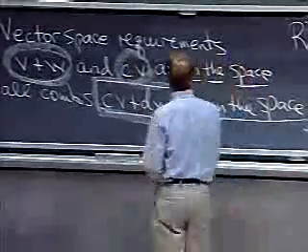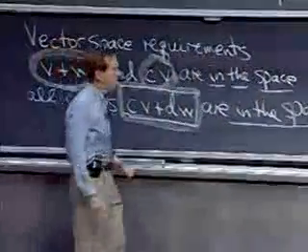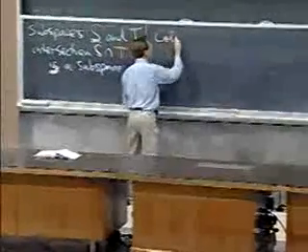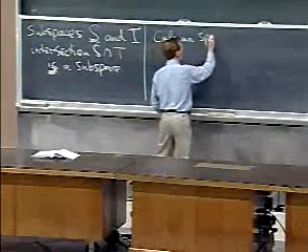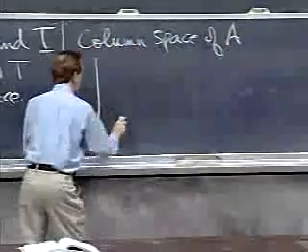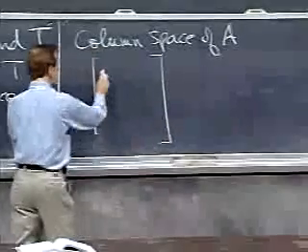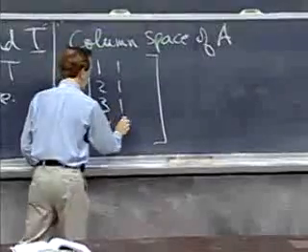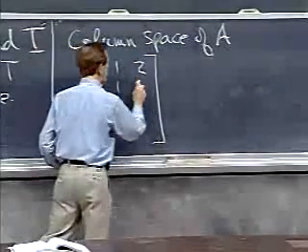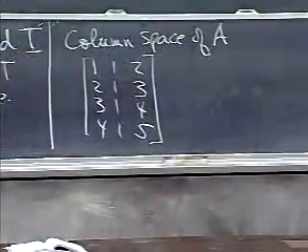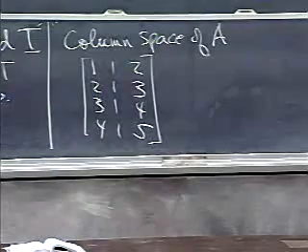Okay, on to the column space. My lecture last time started that, and I want to continue it. Okay, column space of a matrix A. Can I take an example? Say 1, 2, 3, 4. 1, 1, 1, 1. 2, 3, 4, 5. That's my matrix A.